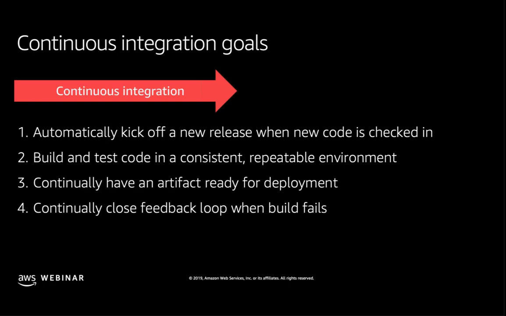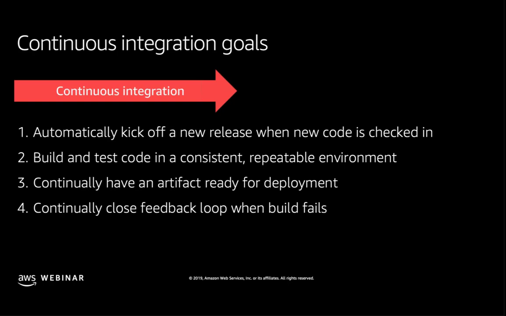Whenever there's a new commit into that mainline branch, that should kick off a build. And the build should be run, and you should run tests on it. And this should be done in a consistent, repeatable environment. So the build and tests are actually indicative of whether your code is going to work in production, and the build and tests have the same environment every single time. So this allows you to have an artifact for feedback at all times.